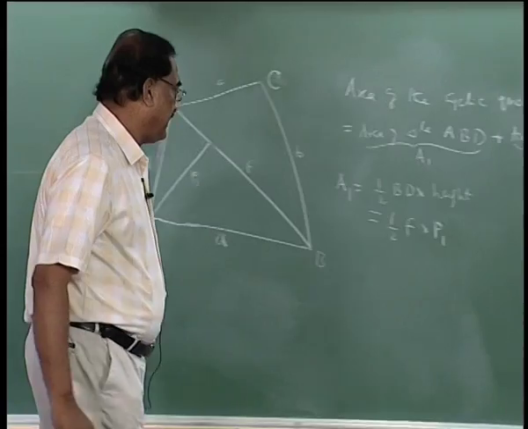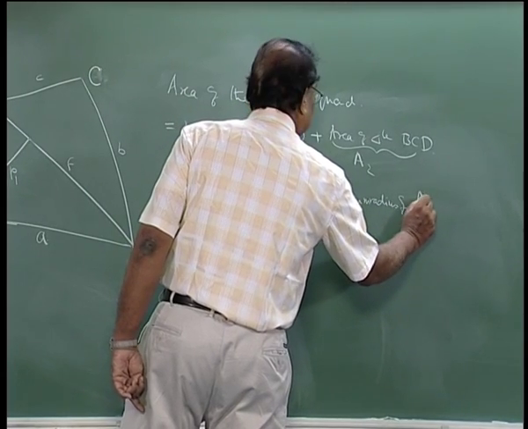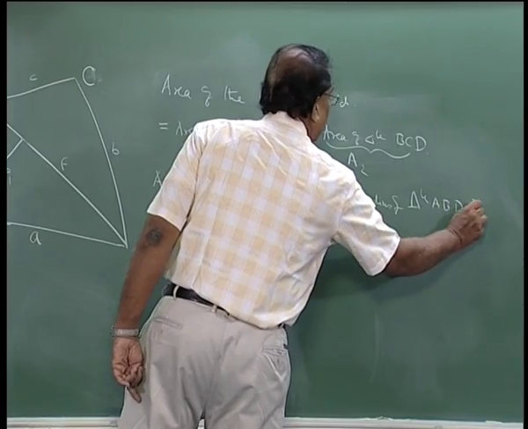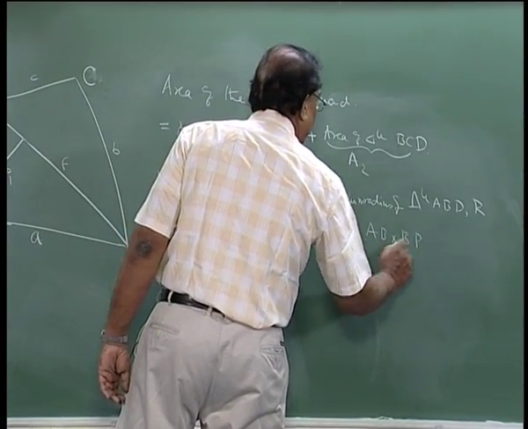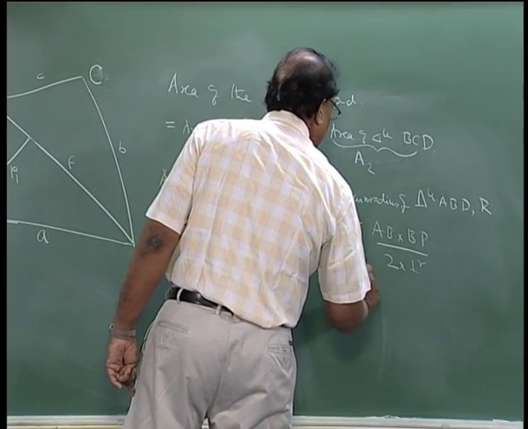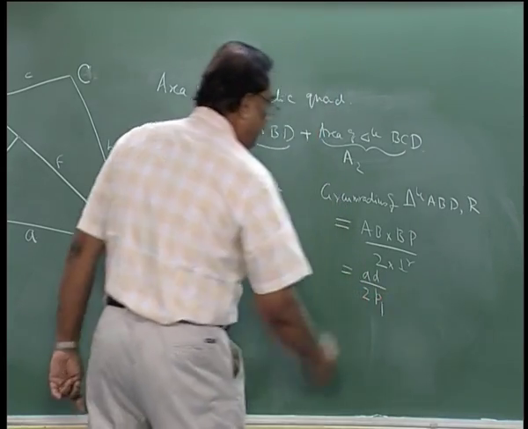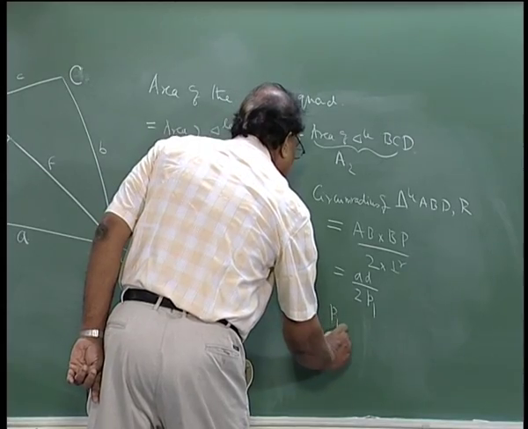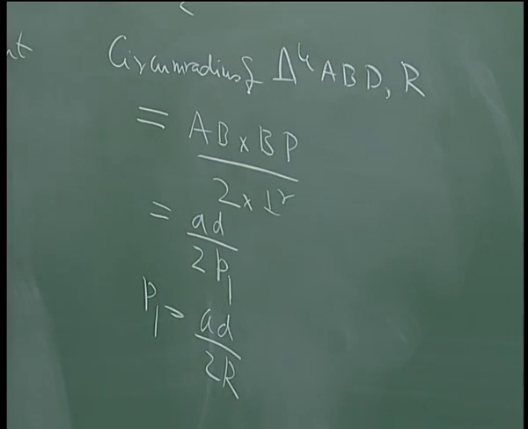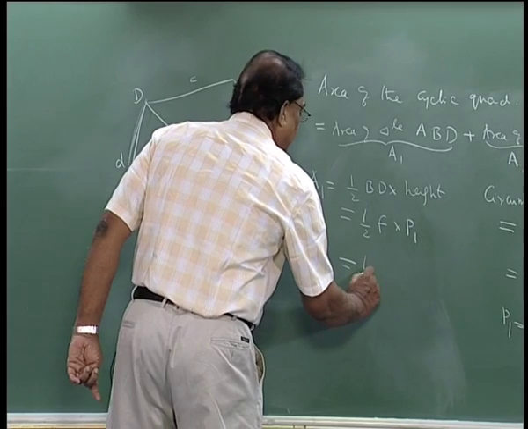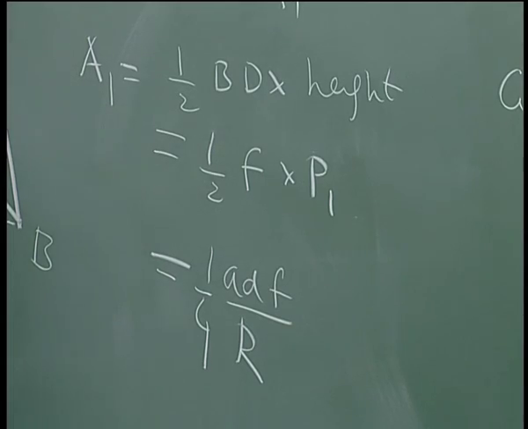Now the circumradius of triangle ABD, if you call it R, is the product of the two sides AB into AD divided by twice the perpendicular. Now the perpendicular is P1. So you get P1 equal to AB into AD divided by 2R. Substituting that here, one can see that this is equal to 1 by 4 into AD into F divided by R. So this is the area of triangle ABD.